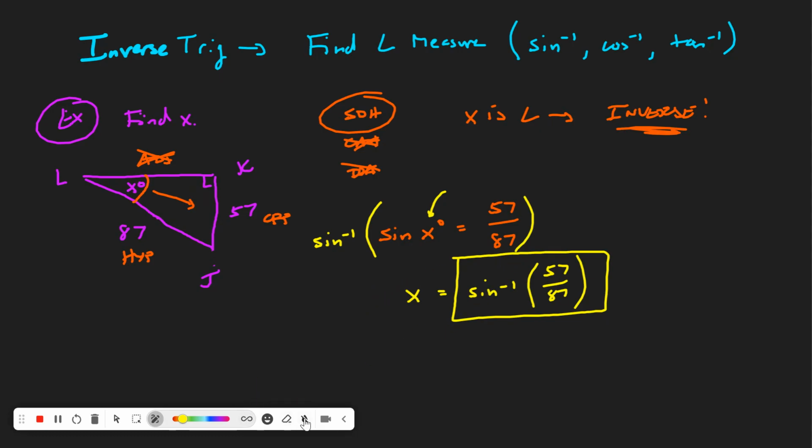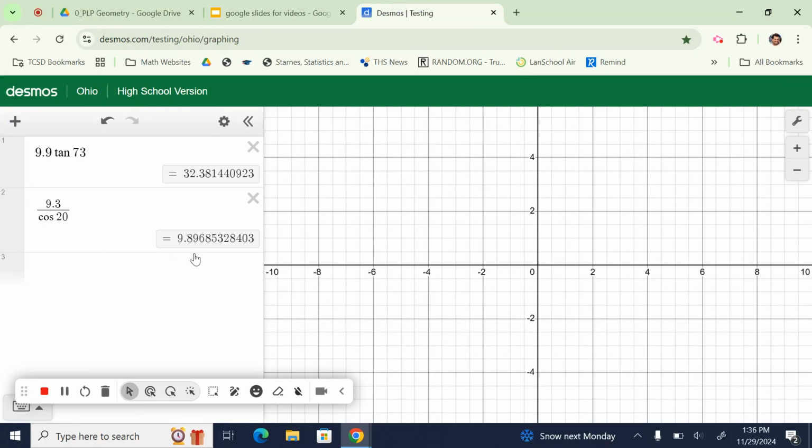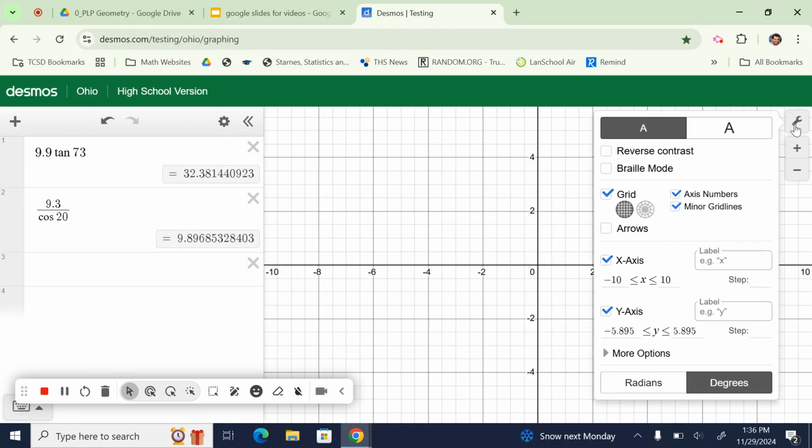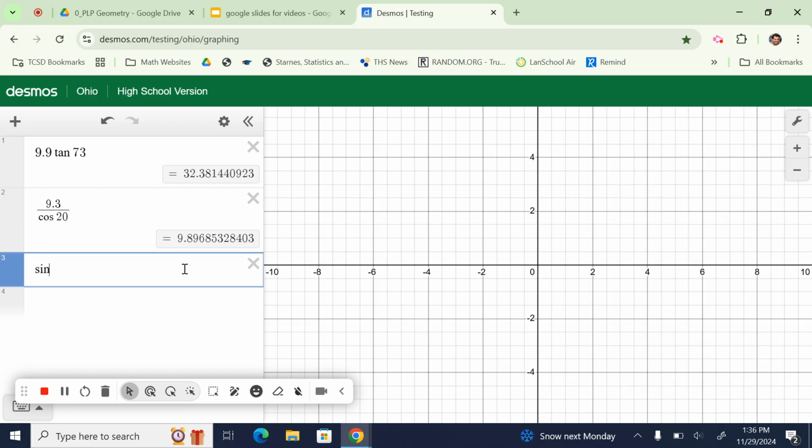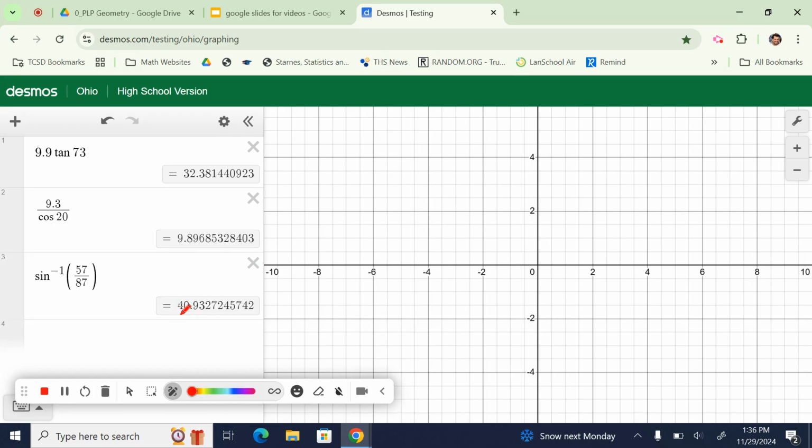Okay, so let's do this together. So again, if you just want to double check real fast, right? Degrees, we're good. Okay. So we're going to do sine and then the exponent button. Whether you do the shift 6 or AB button, I don't care. Arrow to the right to get back down. And then here's my parenthesis. And I'm going to put that fraction in the parenthesis. It was 57 divided by 87. Okay. And this is going to be my angle measure right there.